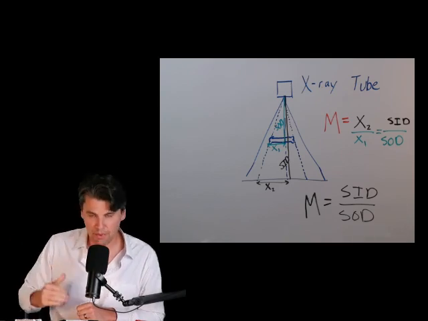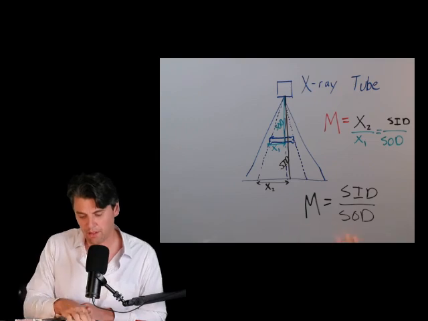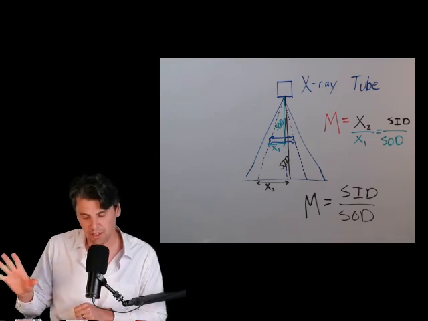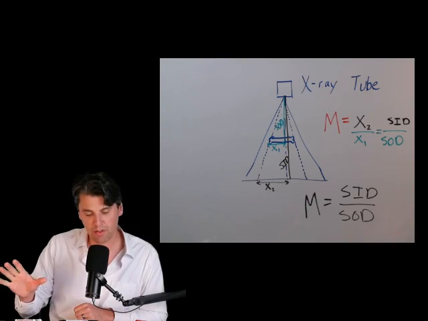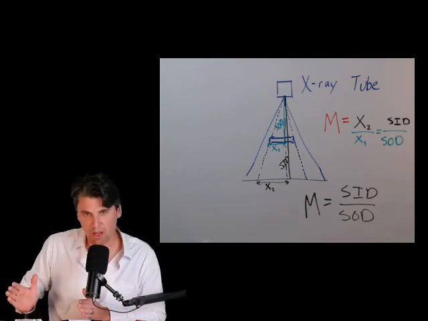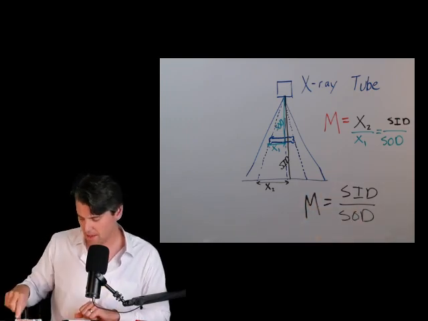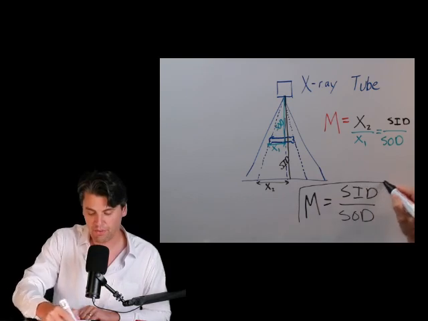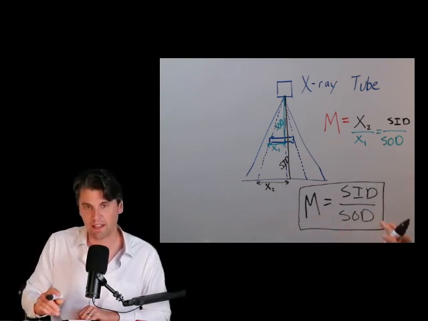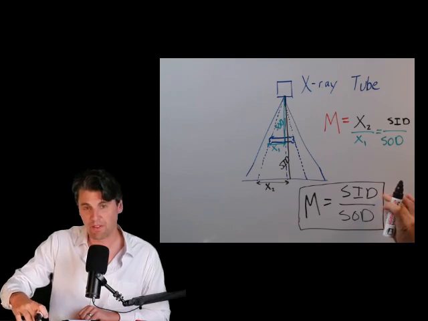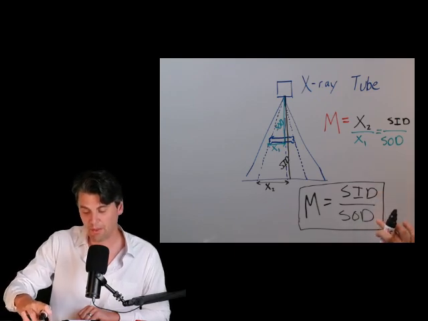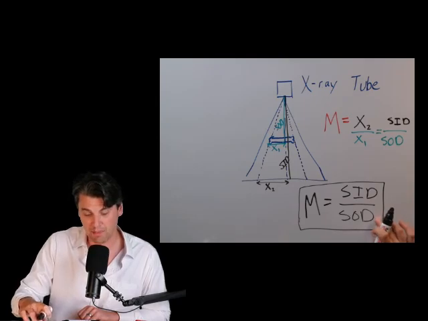There's also some scenarios where you intentionally do magnification, for breast imaging, for instance. But just in general, you want to keep this in mind. If someone asks you to figure out what the magnification is for any system, it's just as simple as this: the source to image distance divided by the source to object distance.